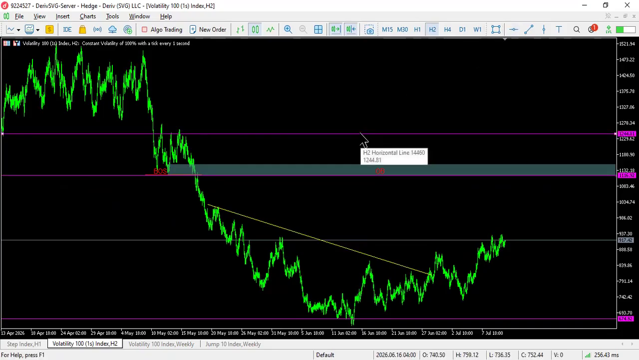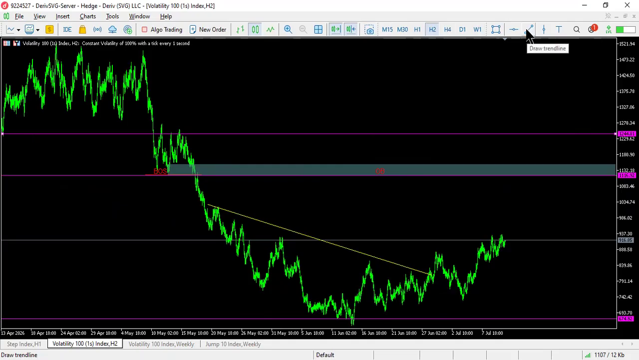you can go ahead and place a sell limit on volatility 101S with your entry price at 1116.92, stop loss at 1244.81, take profit at 674.92, and always apply proper risk management.